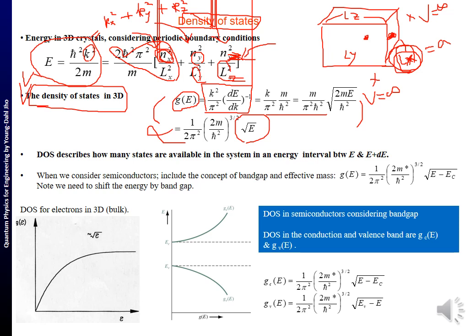This is what we learned from undergraduate classes. So the meaning of this density of state is it describes how many states are available in the system in an energy interval between E and E plus dE. Okay, and when we extend this concept to the case of a semiconductor, it should have a band gap. For example, energy can exist above EC and below EV. Valence band energy, conduction band energy, and their separation is the band gap.